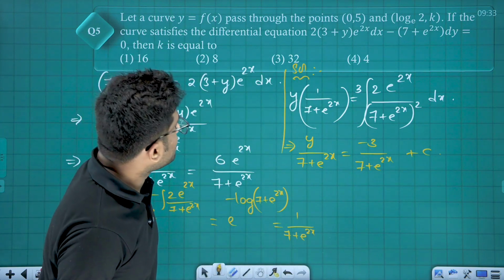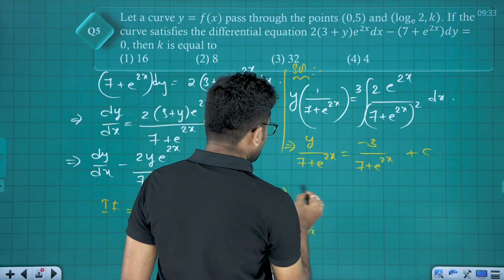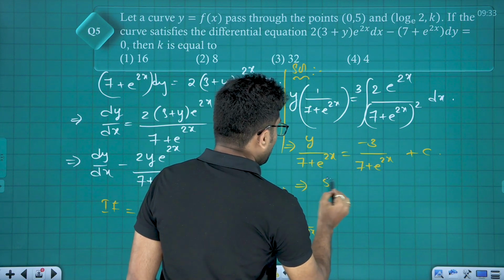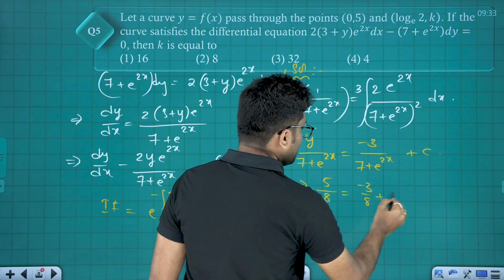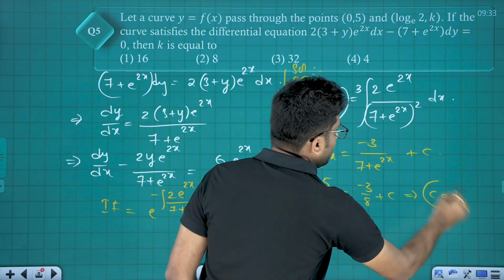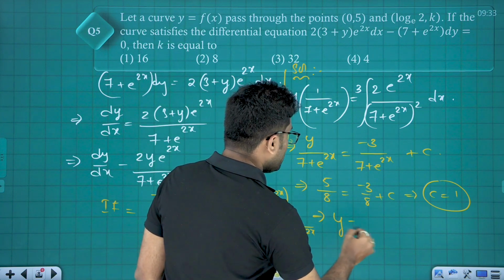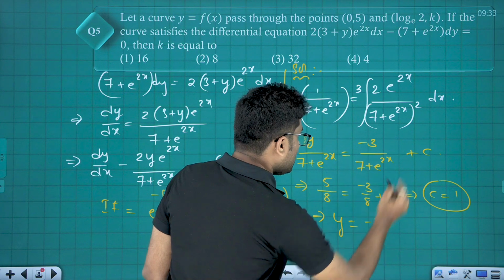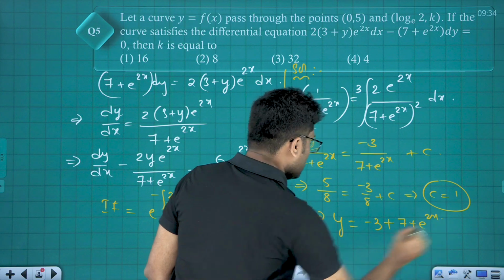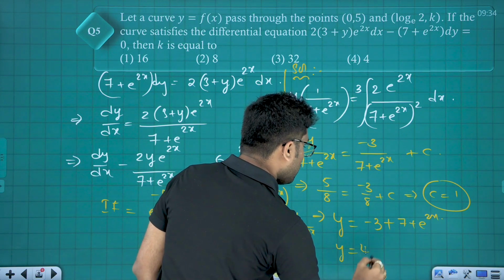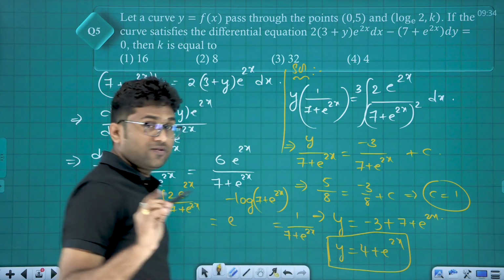They have given to get c: 0, 5. It is passing through 0, 5. So put y is equals to 5 and x equals to 0. 5 by e power 0, 1. 5 by 8 is equals to minus 3 by 8 plus c, which implies c is equals to 8 by 8, 1, friends. We have got c. So directly now what will be the equation? y is equals to minus 3 plus 7 plus e power 2x. So y is equals to 4 plus e power 2x. This is the final function.